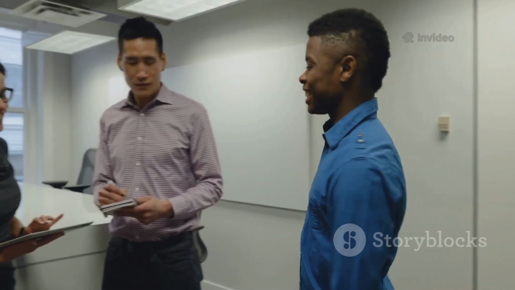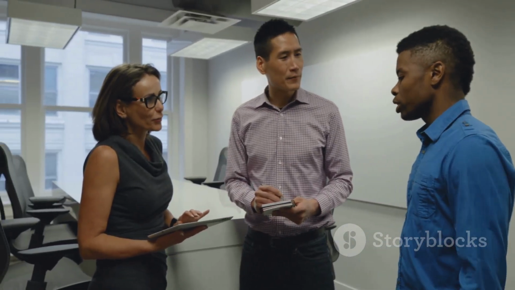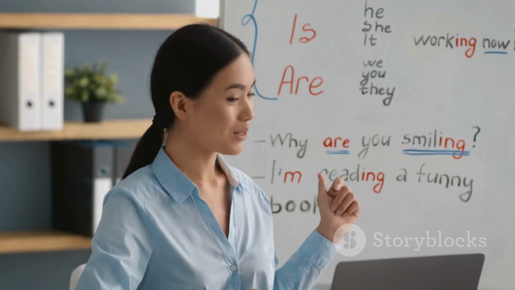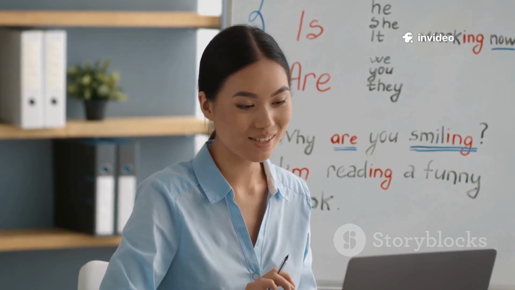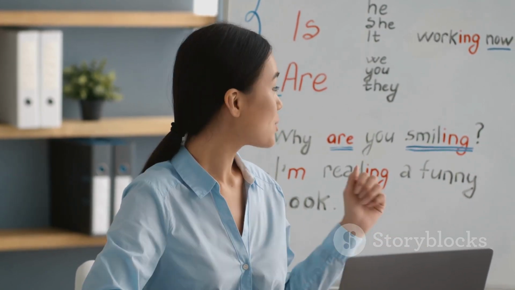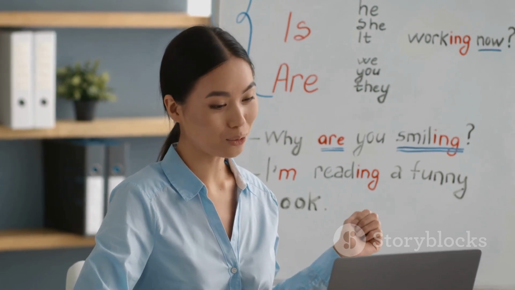Para be going to, sujeto plus am, is, are plus going to plus verbo base. This structure is used to express future plans or intentions that are already decided upon. The be verb, am, is, are, must agree with the subject. This construction implies a stronger sense of certainty or pre-planning compared to will.